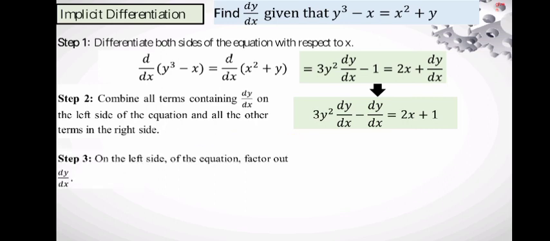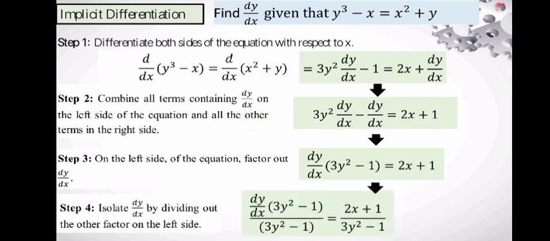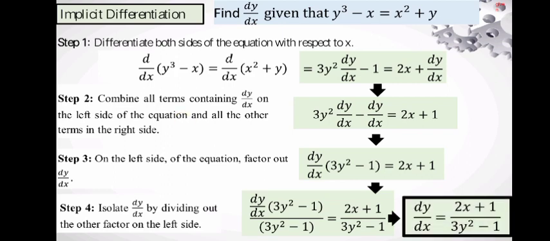Then, step 3, we will factor out dy over dx. Ilalabas natin yung dy over dx ng left part. So, yung maiiwan si 3y squared minus 1, then copy yung nasa right side. Then, the last step, we need to isolate dy over dx by simply dividing both parts of our equation. Ano yung i-divide natin dito? Yung nasa loob ng parentheses natin na nasa left part, and that is your 3y squared minus 1. Therefore, dy over dx is equal to 2x plus 1 divided by 3y squared minus 1. And this is the derivative of your function using implicit differentiation.